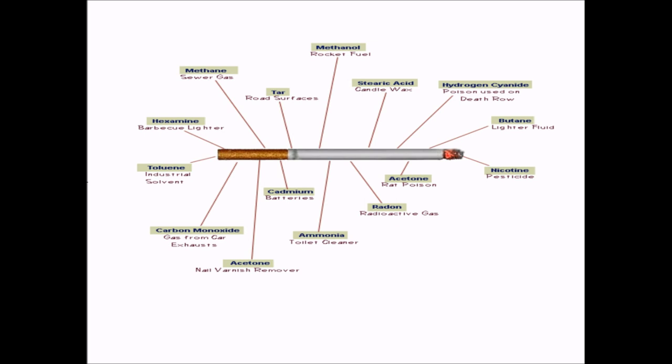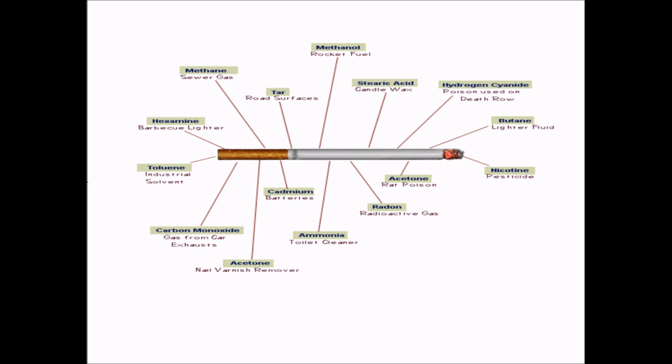Acetone, which is used in rat poison. Radon, which is a radioactive gas. Ammonia, which is used in toilet cleaner. Cadmium, which is used in batteries. Acetone, which is used in nail varnish remover. Carbon monoxide, which is the gas from car exhausts.